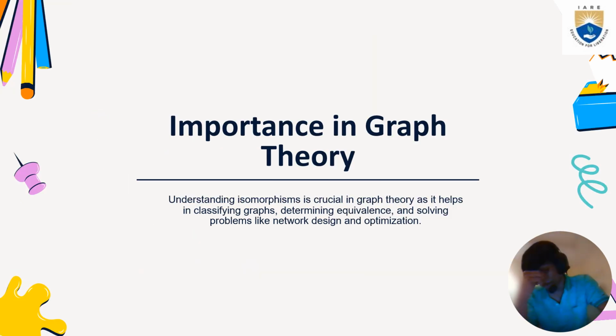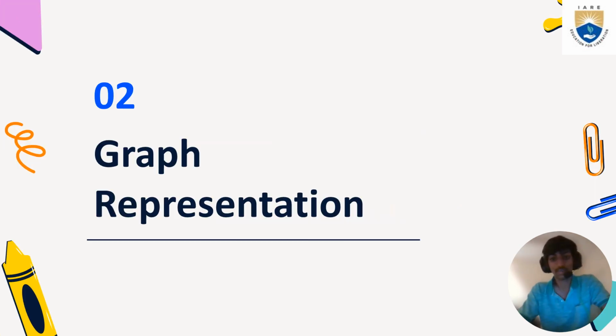The importance of isomorphism in graph theory: understanding isomorphisms is crucial because it helps in classifying graphs, determining equivalence, and solving problems like network design and optimization. And in graph representation, why is this important? It is used in chemistry, molecular structures, and in software fields like network security, database indexing and artificial intelligence. Basically, it helps in pattern recognition and detecting structural similarities in data.